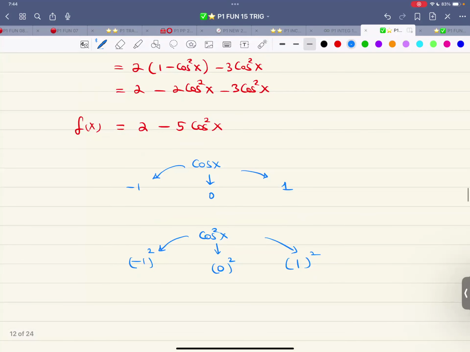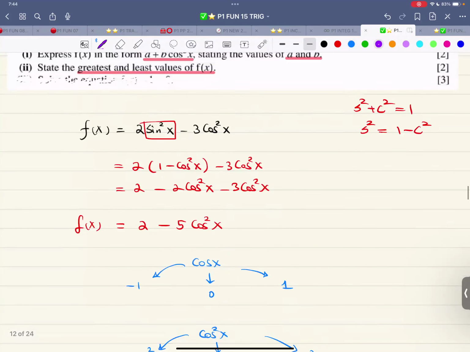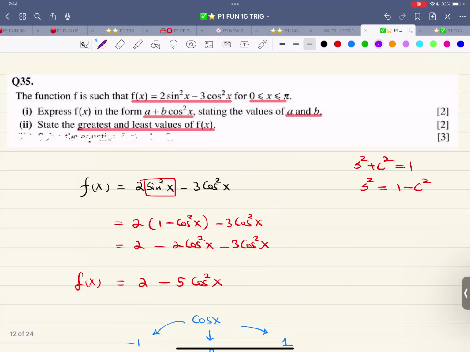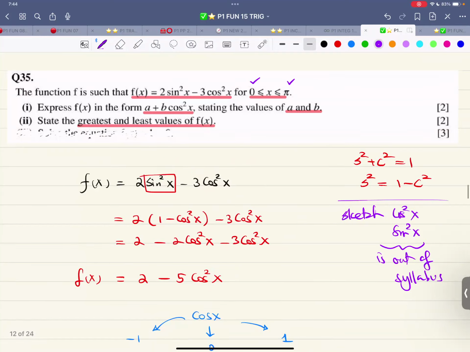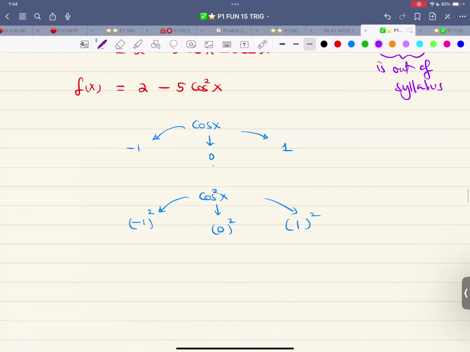So now in order to find this, since we cannot sketch the graph, and sketching cos square x or sine square x for that matter is out of syllabus, I cannot sketch and get this idea. I'm working between 0 and pi, so these are the values that I'll come across. And I have squared this one, so this becomes 1, this becomes 0, this becomes 1.